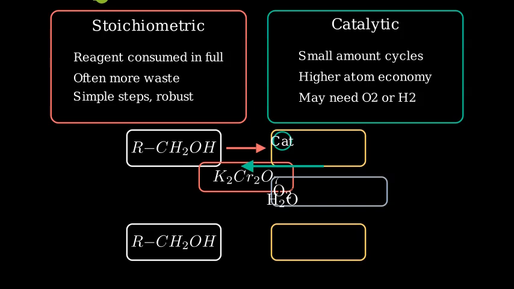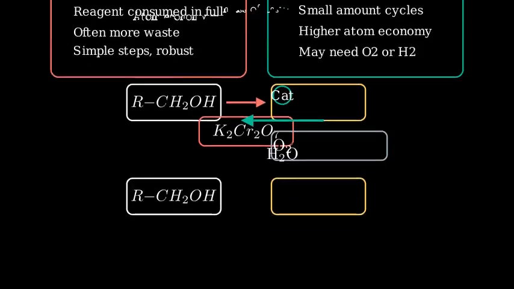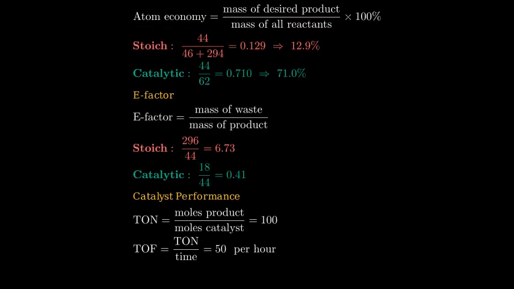In a stoichiometric route, using dichromate, the reagent is consumed and heavy metal waste is produced. In a catalytic route, a small amount of catalyst cycles. Oxygen accepts the electrons, and the only byproduct is water. The catalyst is regenerated. We can measure sustainability using metrics.